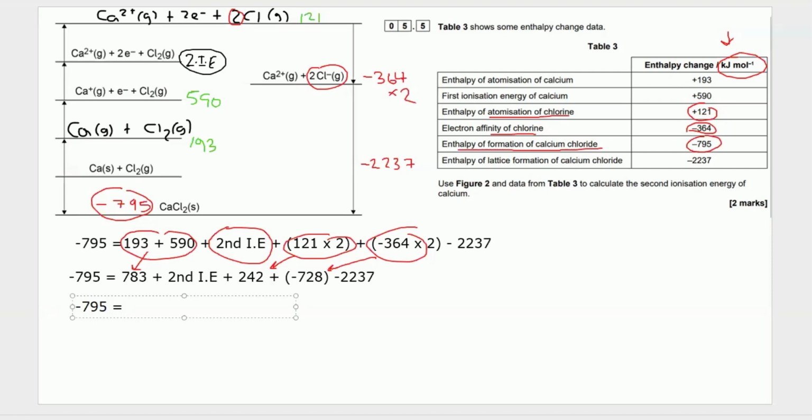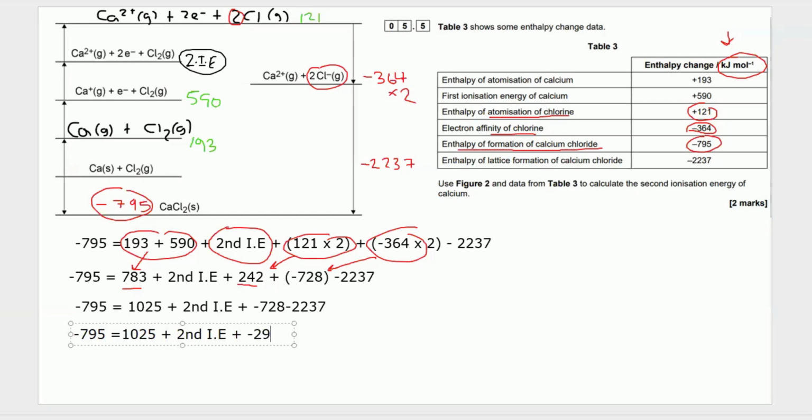So I'm going to add together all the positives to make 783, 193 plus 590. I'm going to multiply minus 364 by 2 and 121 by 2. And then we're going to simplify that out each time. I like to do it step by step because I'm going to make mistakes. Some people just bash this all in their calculator, do it all in one go. So I've now got 1025 plus the second ionization energy plus minus 728 minus 2237. So I'm going to add those minuses together. I'm going to get minus 2965. Now all I want to do is take the 1025 and add it to the minus 2965, and we're going to find that minus 795 equals the second ionization energy minus 1940.